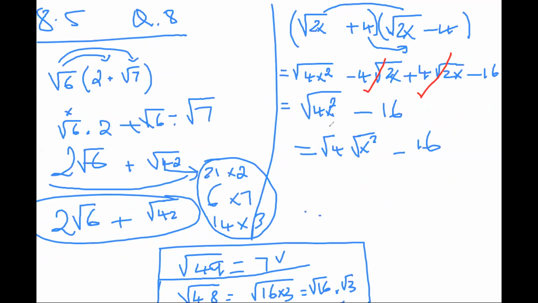Do we know the radical 4? Yeah, it's 2. When you have a radical and power 2, they just cancel. So that's going to be just x, so it's 2x. That's right. So if you have a power and the radical, they cancel each other out. It has to be radical and power 2.